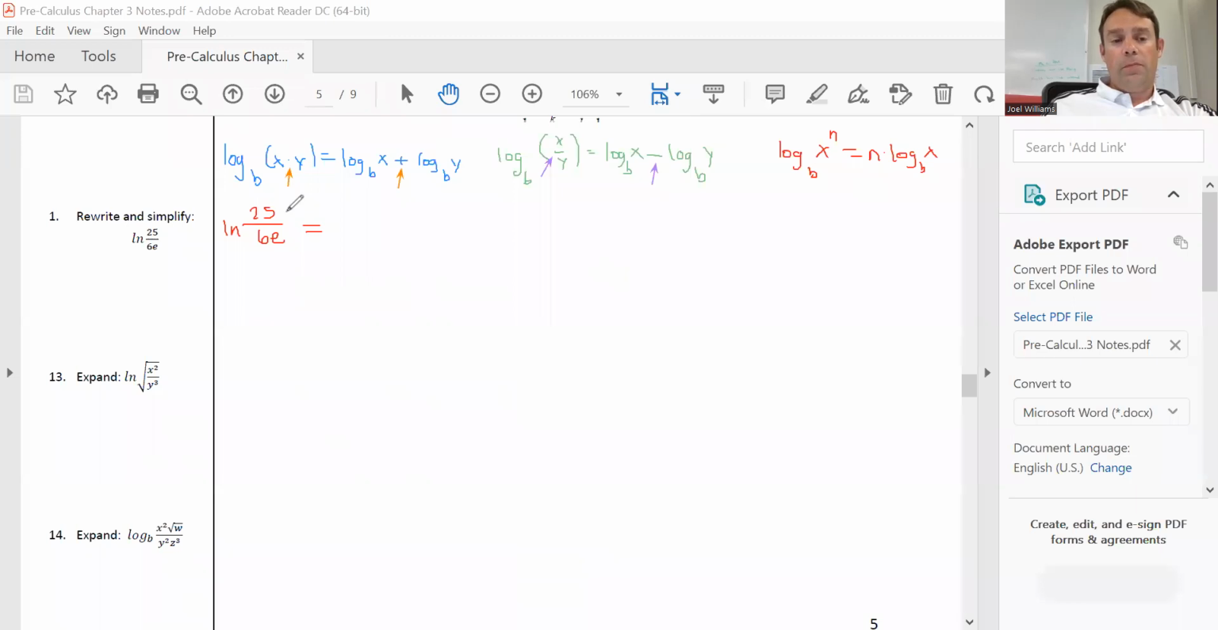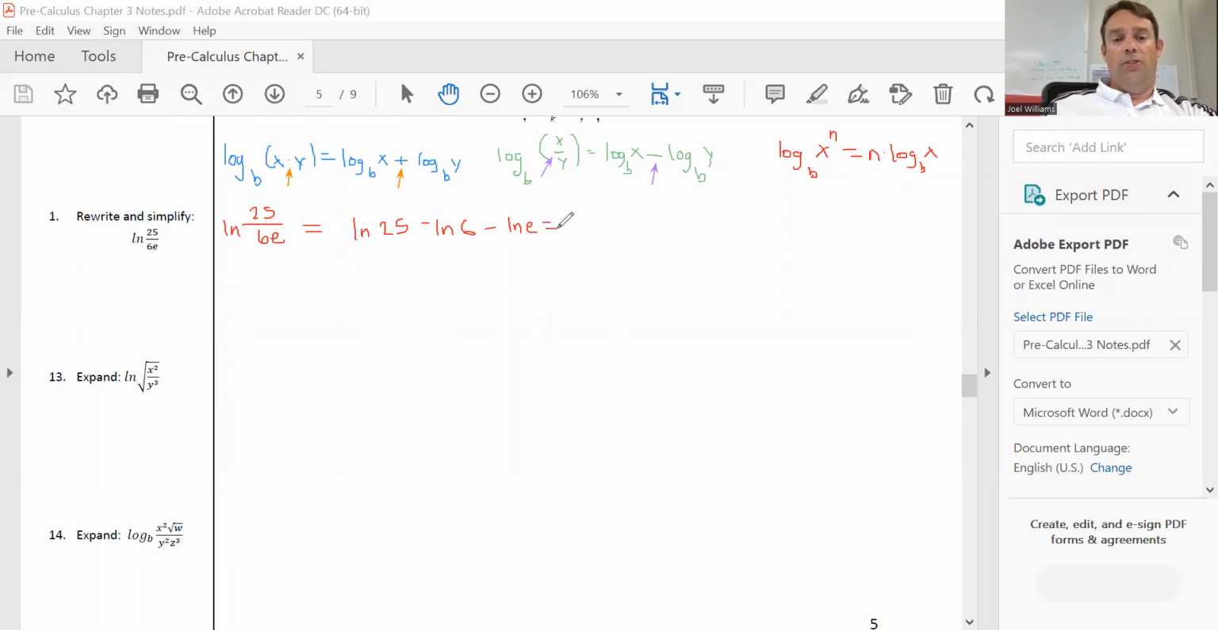So 25 is in the numerator. That is a positive log. Now notice I have two things in the denominator. I have a 6 and I have an e. So if we have two things in the denominator, each of those things I can bring out and expand with subtraction, because division means to subtract.